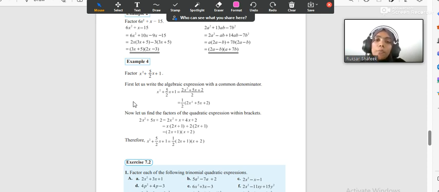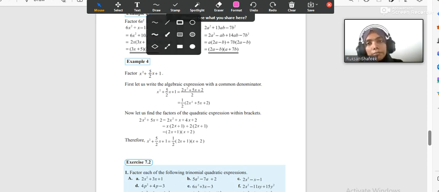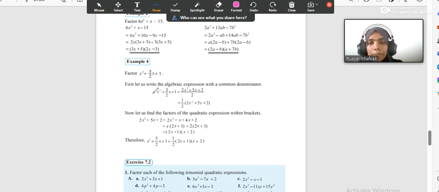First thing first, what they've done is they've multiplied the entire thing by 2. When you multiply by 2, you can put the denominator. For example, here the denominator is 1 and here it's 1 as well. To make the denominator 2, you need to multiply x squared by 2. So that's what they've done, x squared by 2, so 2x squared. And 5 remains as it is, so it's 5x, and 1 times 2 is 2.